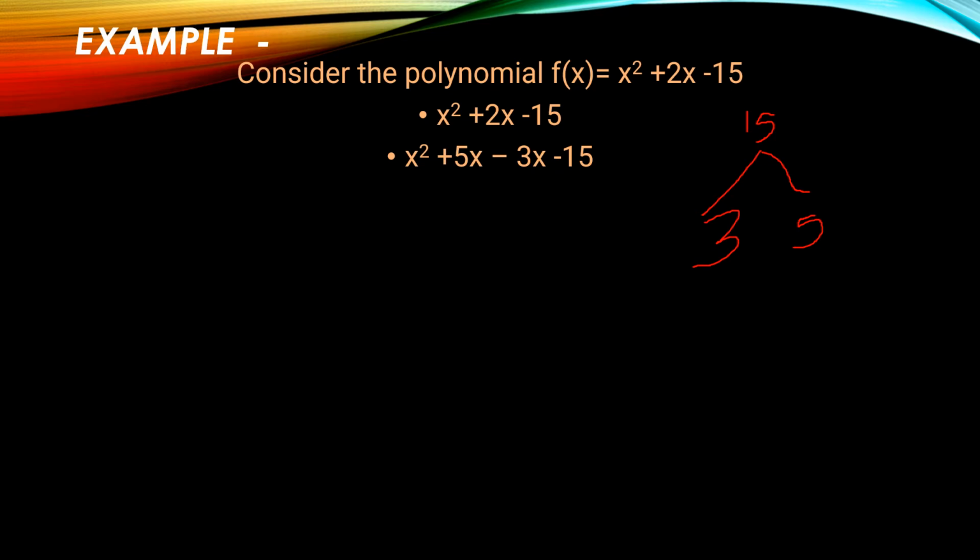So 5 minus 3, 2x can be written as 5x − 3x − 15. Now we check that 5x − 3x also gives 2x. Then taking common from the first two terms, x is common. When we take x common, what is the remainder? Next, x + 5.